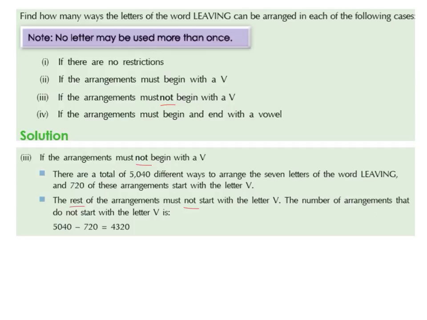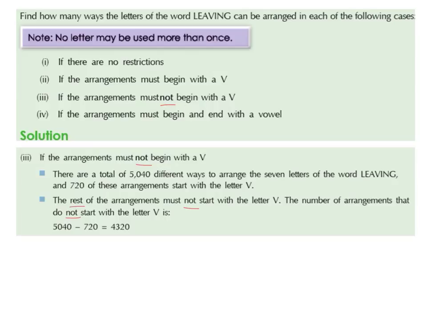The number of arrangements that do not start with the letter V is 5,040 minus 720, which leaves us with 4,320. So there are 4,320 ways that we can arrange the letters in the word leaving so that it does not start with a V.